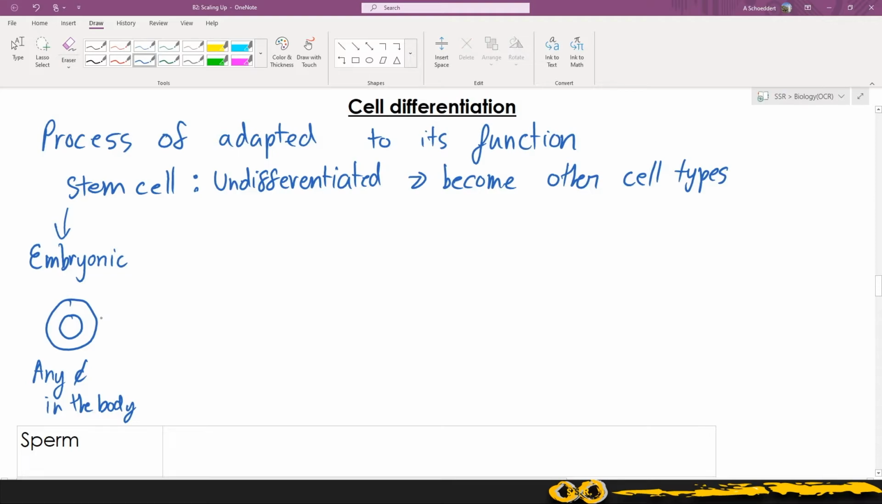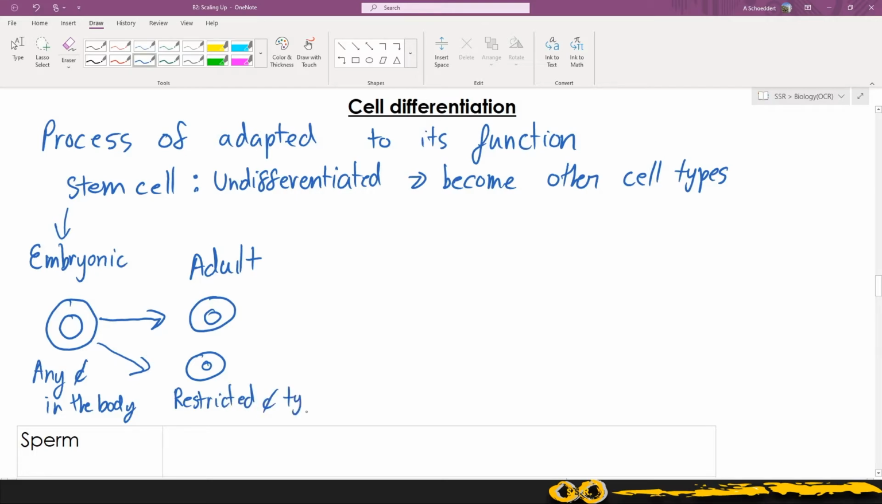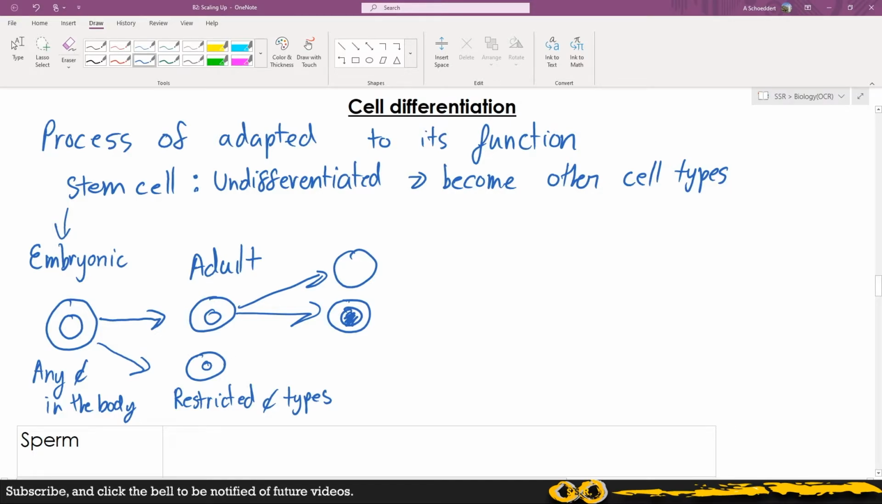The embryonic stem cells will differentiate slightly, and they will become what we refer to as adult stem cells. And adult stem cells are similar, but they have a restricted number of cell types that they can become. You might have adult stem cells that can become parts of the blood. So you'd have a red blood cell without its nucleus, and then maybe a white blood cell with its large nucleus ready to fight infections. And then another set of adult stem cells might go on to become skin cells, for example.